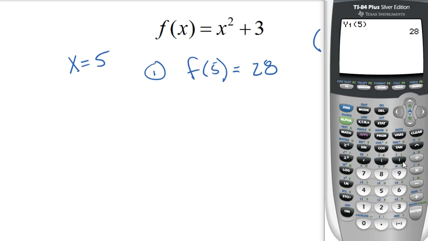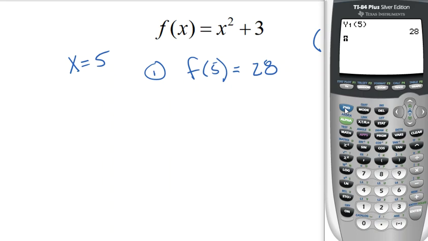Okay, well, that was easy. We didn't need the calculator for that. But here's what we need the calculator for. The second and third items that I have to show to make the function continuous at x equals 5 is that as I get really, really, really close to 5, I'm also getting really, really, really close to 28.